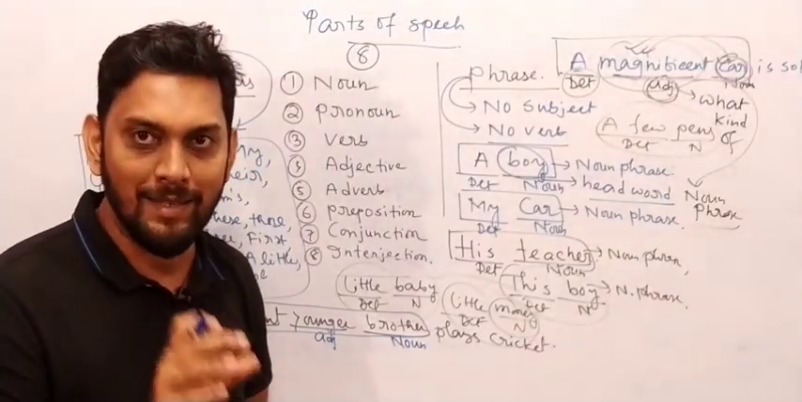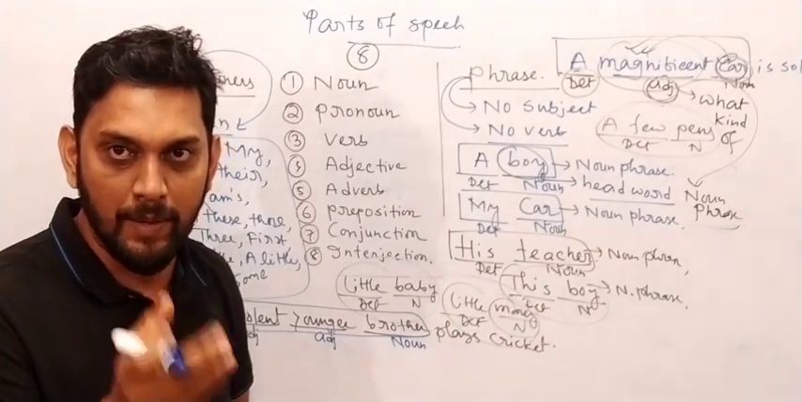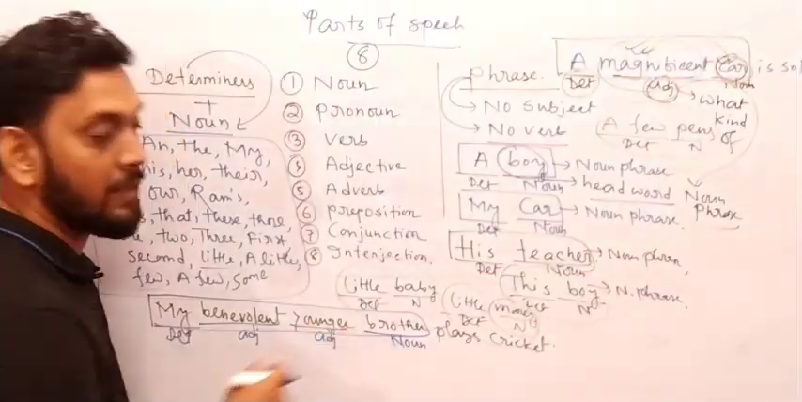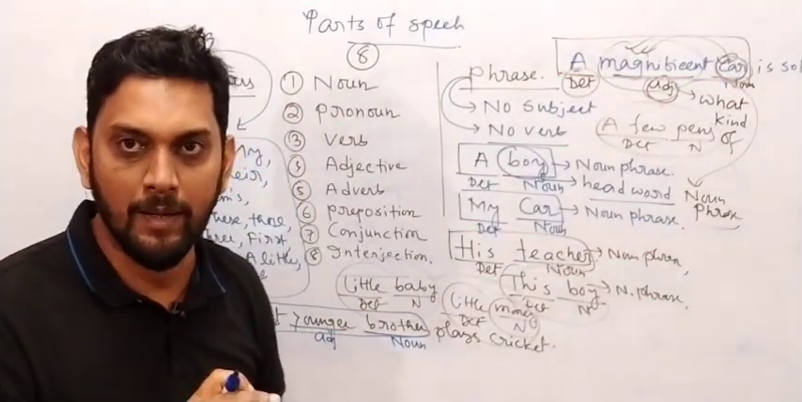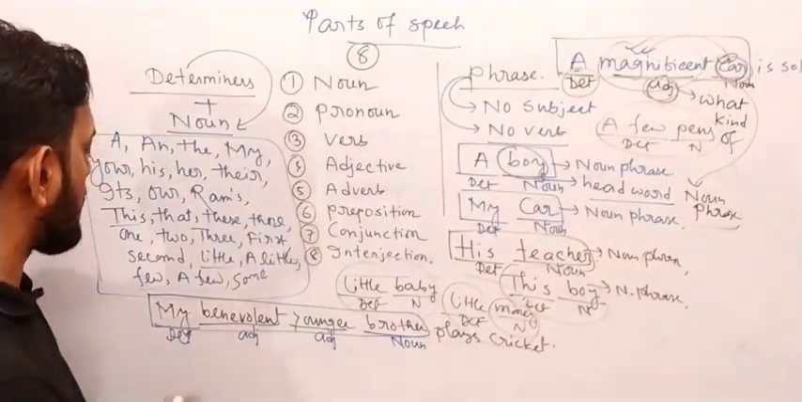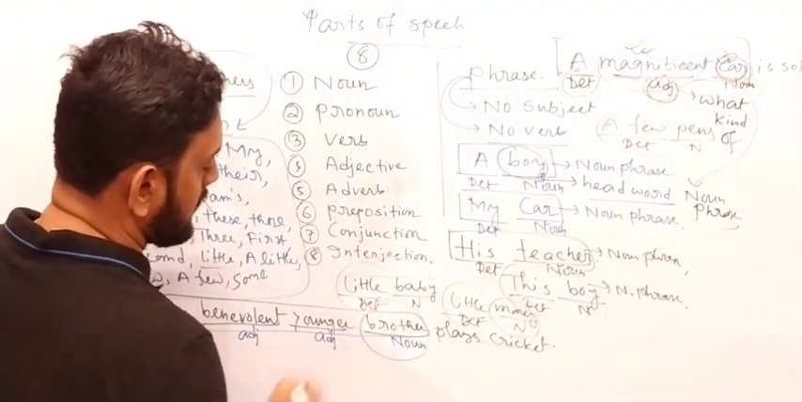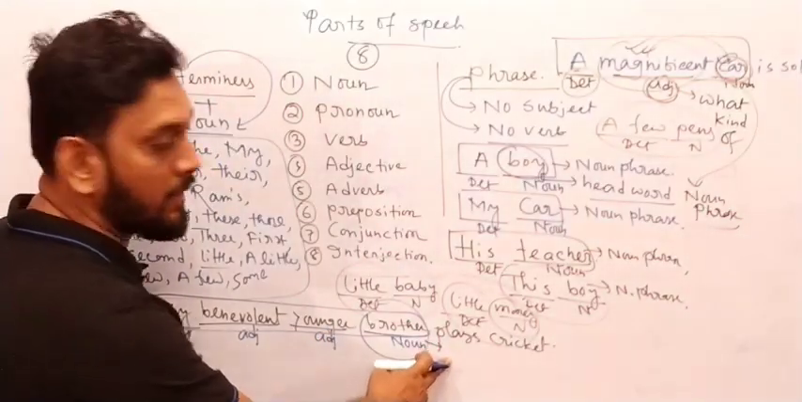brother, does this phrase have a subject and verb? No, my friend. My benevolent younger brother, this phrase does not contain any subject and verb. It is only a phrase, known as a noun phrase. Why is it called a noun phrase? Because the last word, the main word or the head word, is a noun.